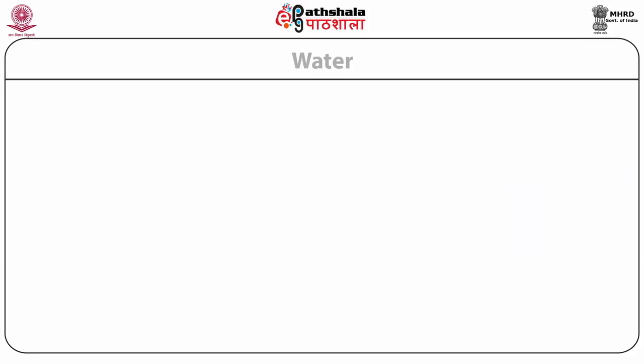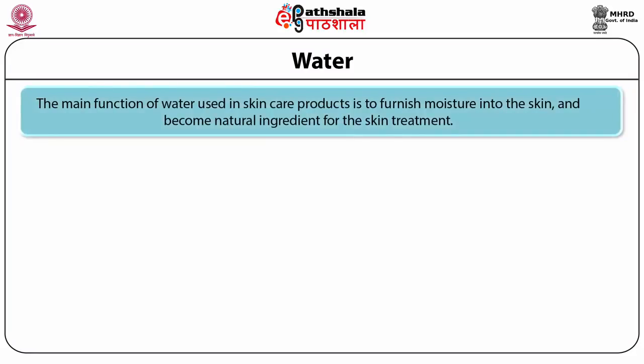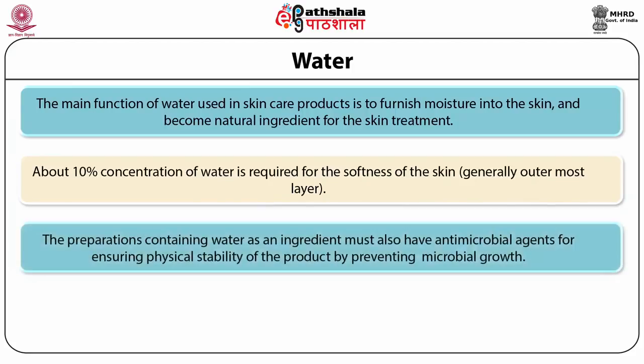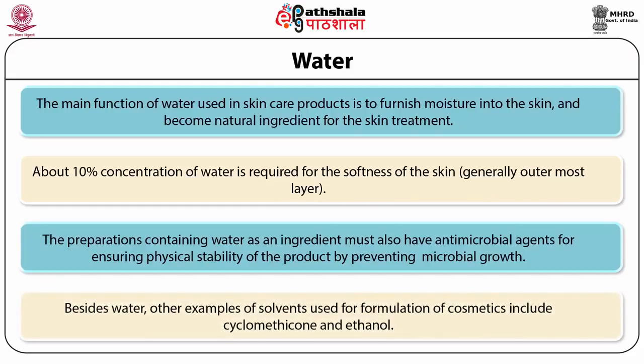The main function of water used in skincare products is to furnish moisture to the skin, and it becomes a natural ingredient for skin treatment. About 10% concentration of water is required for the softness of the skin, generally in the outermost layer. The preparations containing water as an ingredient must also have antimicrobial agents for ensuring physical stability of the product by preventing microbial growth. Besides water, other examples of solvents used for the formulation of cosmetics include cyclomethicone and ethanol.